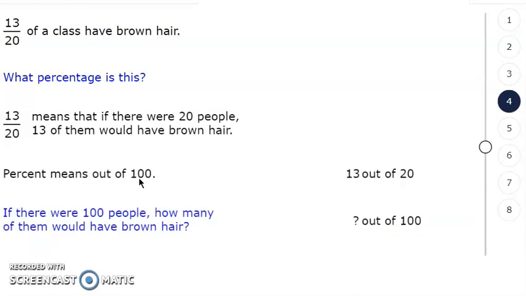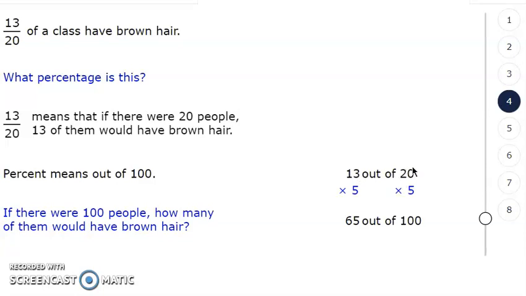Percent means out of 100. So 13 out of 20 is what out of 100? And this number will be the percent, because percent is always out of 100. Just keep it in your mind. Percent is out of 100. If 13 out of 20, then what number out of 100? So how to get that?